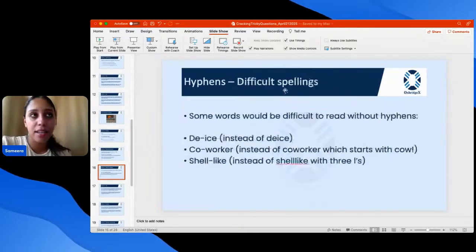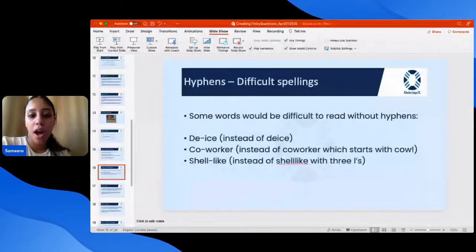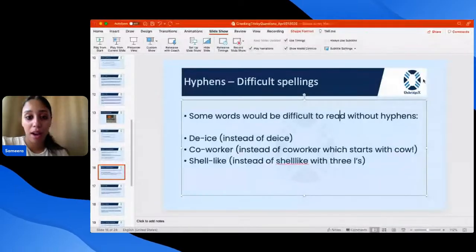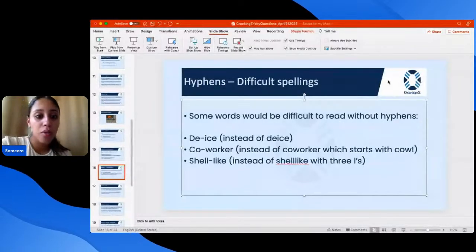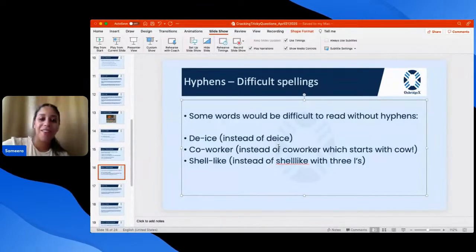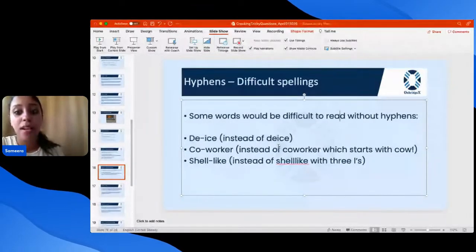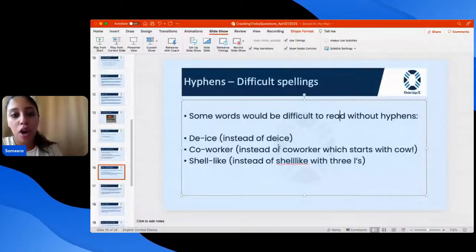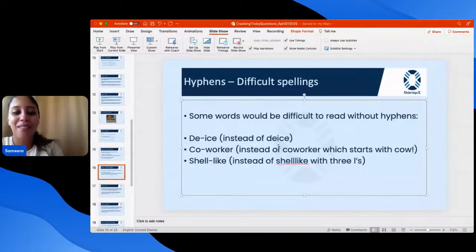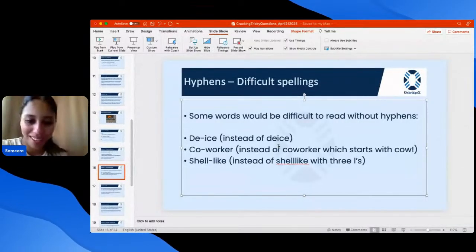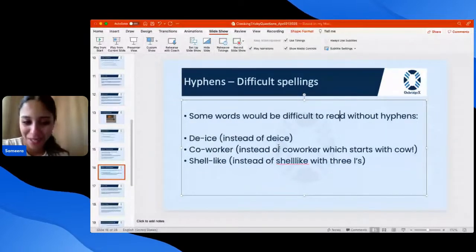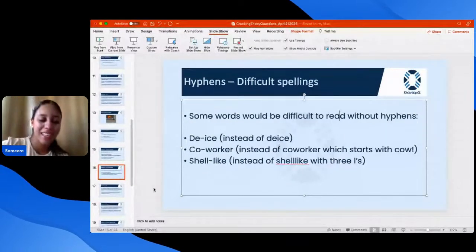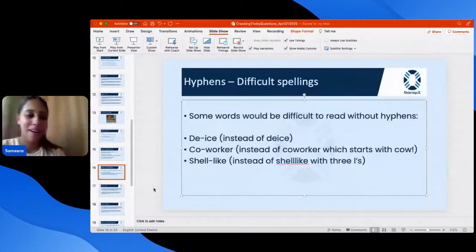Again, spellings. Some words are difficult to read without hyphens. Okay, so de-ice instead of dice. The reason that we've done that is because without a hyphen, it would actually be quite hard to read. Again, here, co-worker. If I didn't have the hyphen, it would just be cow-worker, right? Which I don't actually think is a word. So can you see how it's making the spelling a lot clearer? Amazing.